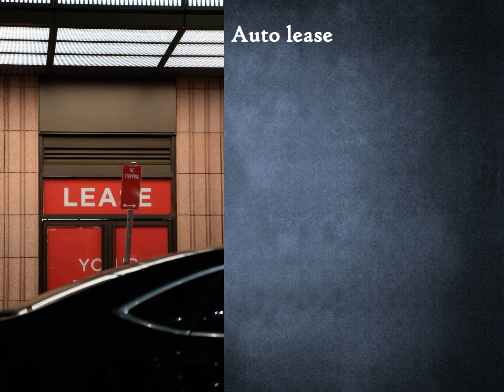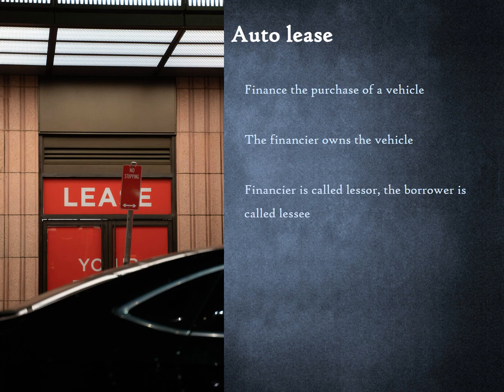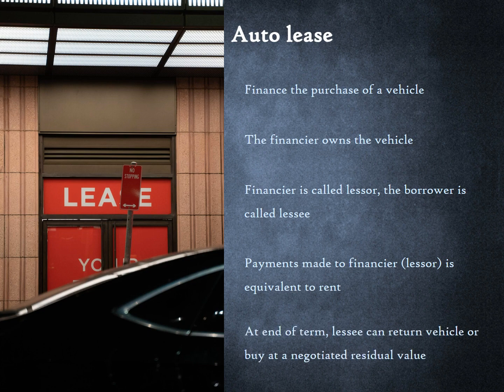An auto lease is similar to an auto loan, in that, it is used to purchase a vehicle. But in a lease, the financier owns the vehicle. The financier is called the lessor and the borrower is called the lessee. The payments made by the lessee in an auto lease are similar to paying rent to a landlord, while payments made on an auto loan are equivalent to paying a mortgage lender. At the end of the lease, the lessee can either return the vehicle to the lessor or buy the vehicle at a negotiated residual value.